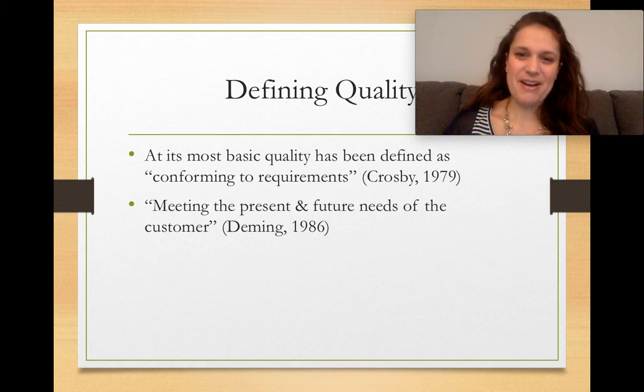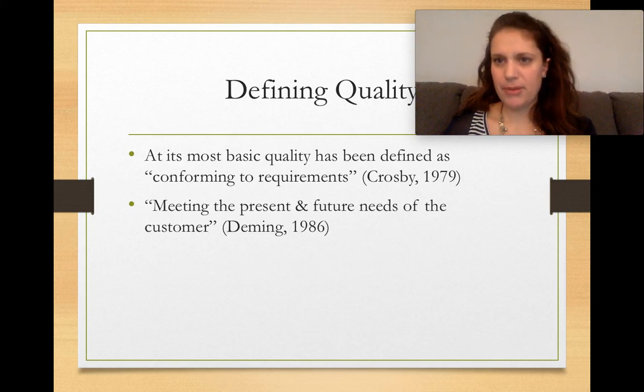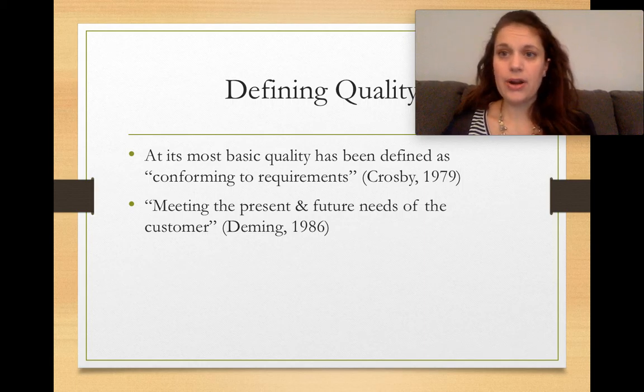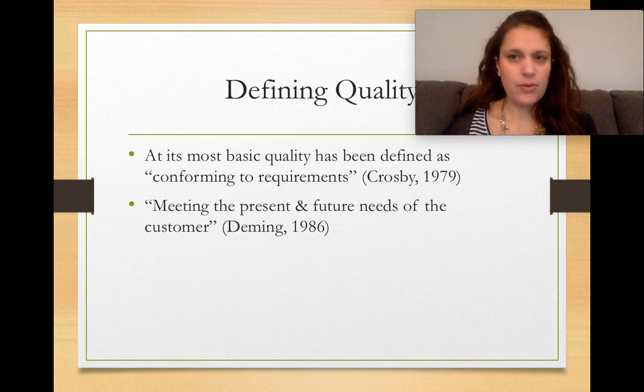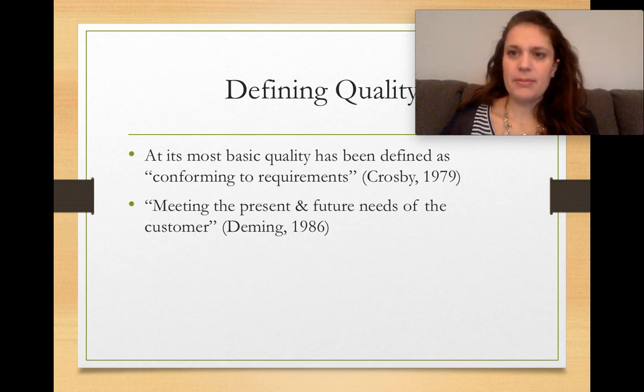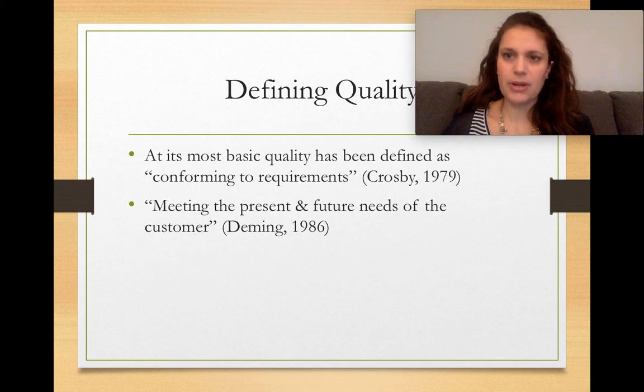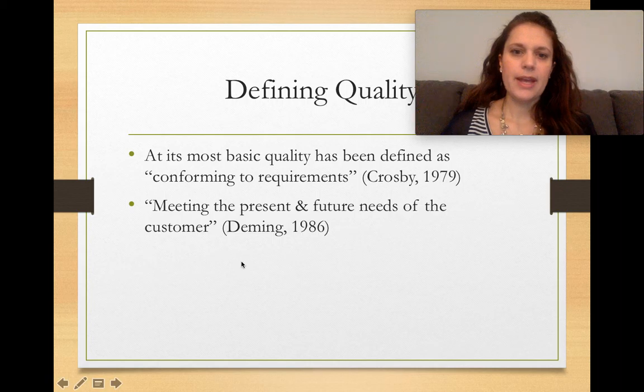Okay, so at the most basic point, we're talking about conforming to requirements. And in this case, we would be talking about the requirements of the consumer, right? What are they requiring or hoping for, asking for, etc., in order to give their business? And by conforming it to those requirements or requests, desires, etc., of the consumer, that is what we would originally call quality. And then later on in 1986, Deming defined it as meeting the present and future needs of the consumer.